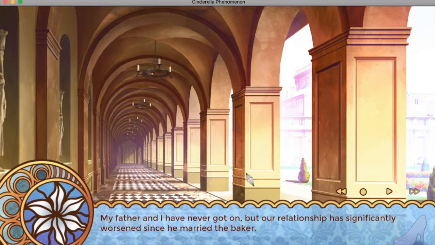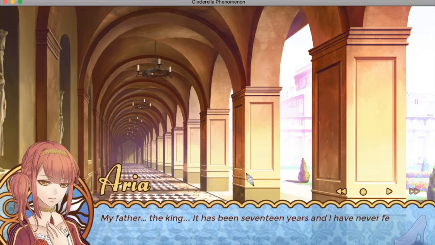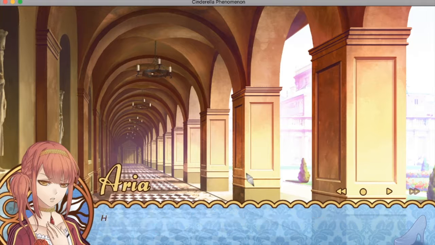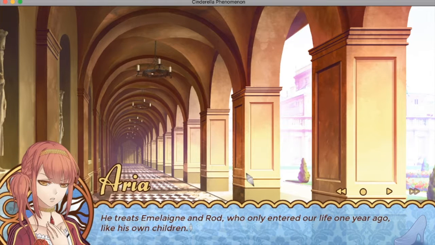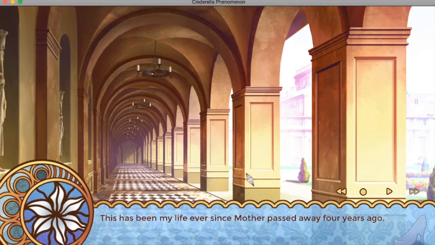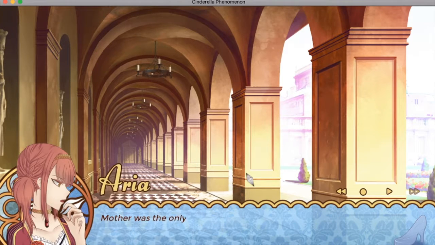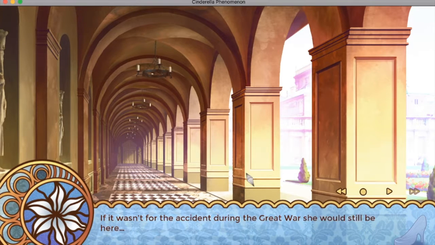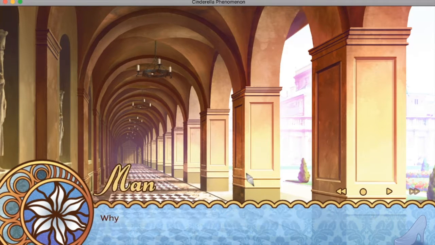My father and I have never gotten on, but our relationship is significantly worsened since he married the baker. My father, the king. It's been 17 years and I have never felt any love for him. He treats Evangeline and Rod, who only entered our life 1 year ago, like his own children. Better than he ever has treated me. This has been my life ever since Mother passed away 4 years ago. Mother was the only one that was there for me when no one else was. If it wasn't for the accident during the Great War, she would still be here.